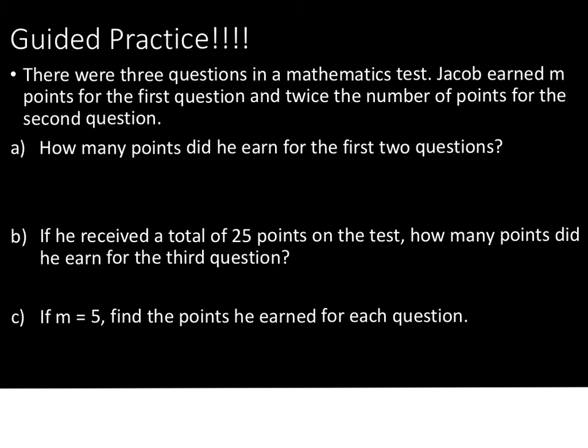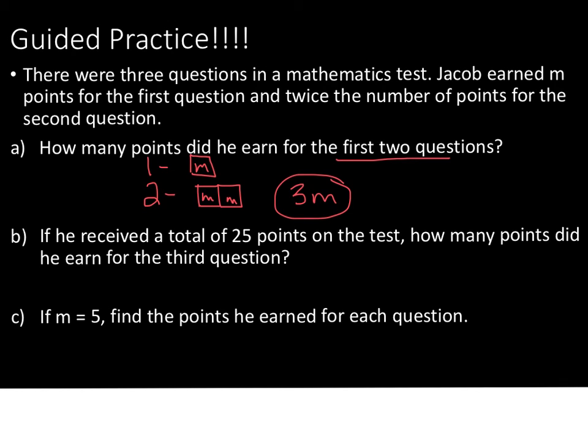Write this one down. It says there were 3 questions in a mathematics test. Jacob earned M points for the first question and twice the number of points for the second question. So A part says how many points did he earn for the first 2 questions? So for the first question, it said he earned M points. And for the second question, he earned twice as many, so he earned 2M on the second question. But they ask how many points did he earn for the first 2 questions, so all together we'd have to add all that, and that would give us 3M.